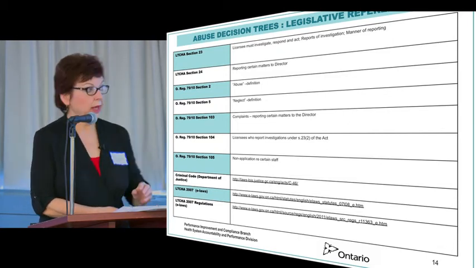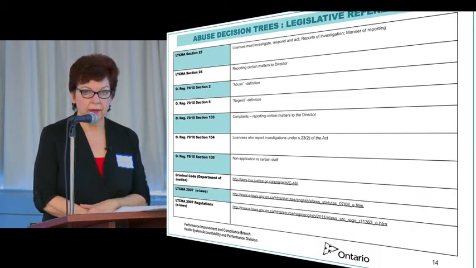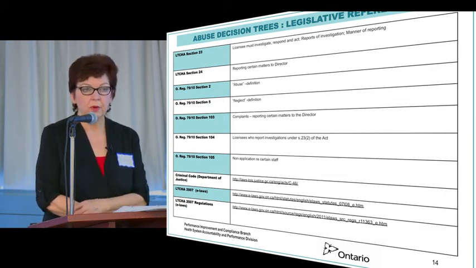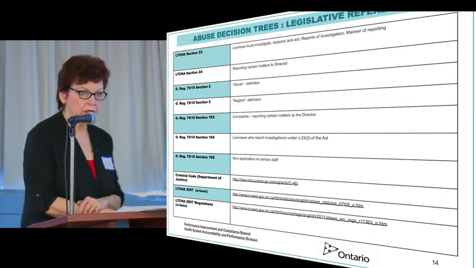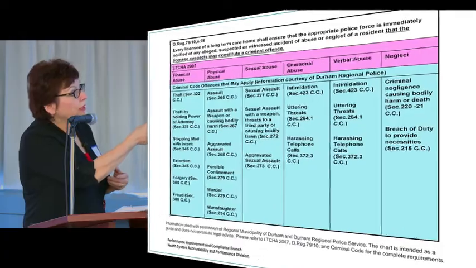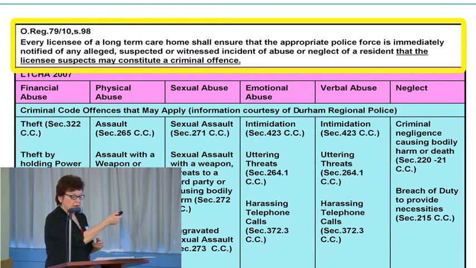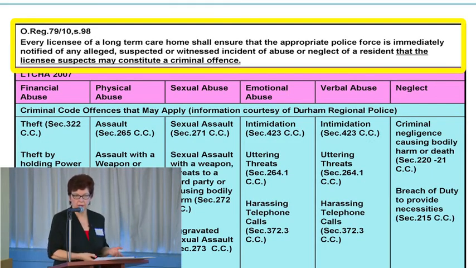So that's why we did work with Robin Sanders from the OPP, who was really helpful, and Durham Region. And there's still some more work to come with this, to put things into plain language. But what we tried to do to help the homes and the licensees was integrate or say a little bit of the relationship between the Long-Term Care Home Act and the Section 98 regulation that I was mentioning, about ensuring the appropriate police force is immediately notified. But the key here is the incidents that the licensee suspects may constitute a criminal offense. Well, we don't know the Criminal Code. How do we know what constitutes a criminal offense?